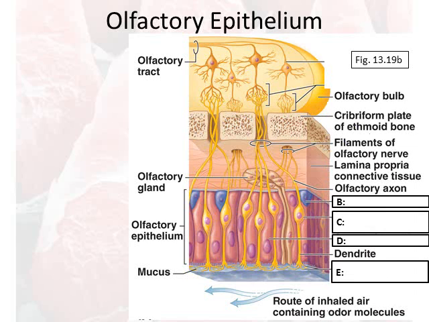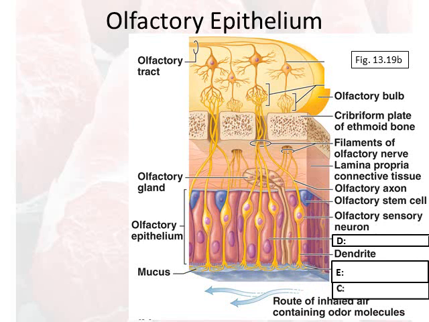So A is the olfactory bulb, which is the end of the cranial nerve 1. B would be those basal cells. The stem cells are going to be there to replace these receptor cells when they die. C is going to be the receptor cells. You can see it goes down here, it has these little hairs, and it's embedded in mucus. So when the chemical comes up, it gets caught in the mucus, dissolves, and then interacts with these receptor cells.